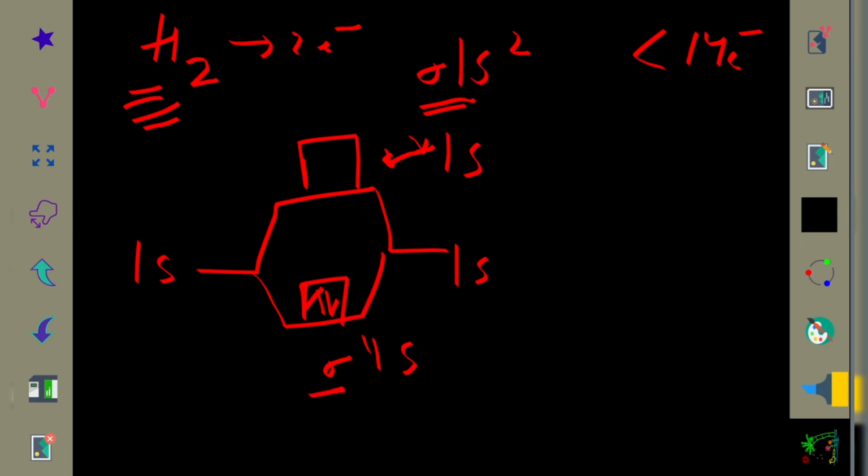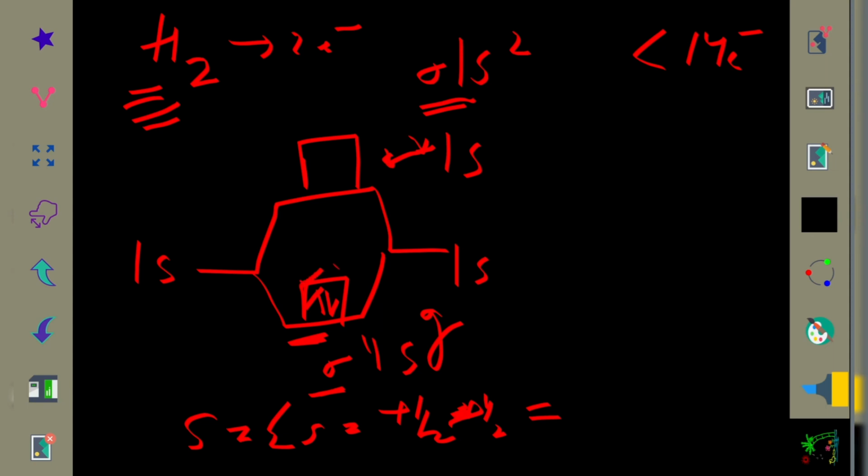So all of you know that sigma is gerade, right? And there are 2 electrons, so the total S will be the summation of spin, that is plus half, minus half. They are in opposite directions, so it will be 0. So what will be 2S plus 1? The multiplicity will be 2 into 0 plus 1, that will be 1.